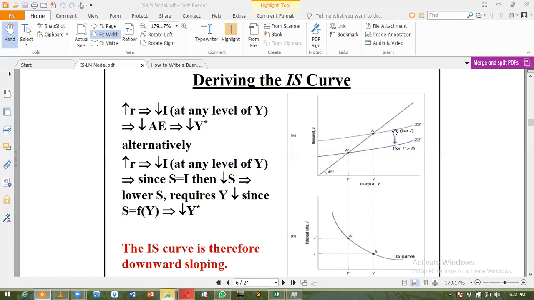So when aggregate expenditure falls, that is seen as a shift in the aggregate expenditure curve. So this is going to be the new level of equilibrium, with this new Y. So tracing this to the IS curve, with an increase in interest rate from I to I prime, the level of equilibrium fell from A to A prime, and that was seen as a fall in equilibrium income from Y to Y prime. So when we join these two points, we are getting our IS curve. Is that okay?